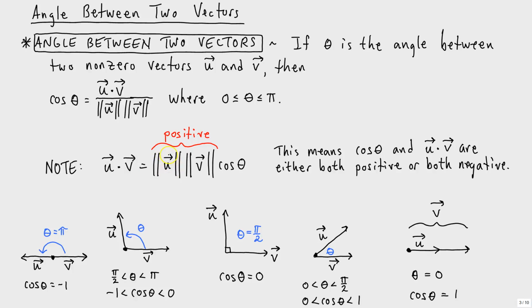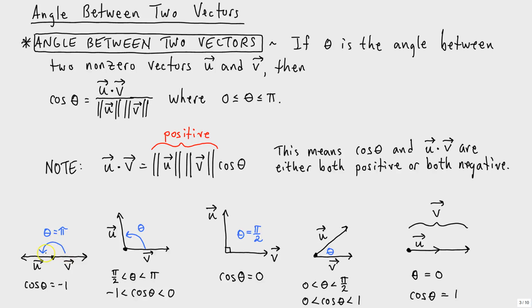We know that this magnitude would be positive, and this would be positive. So if we multiply them together, that quantity is positive. So if that's held positive, then the dot product and cosine of the angle are always going to be the same sign. So if cosine is negative, that's going to force the dot product negative. If the dot product is positive, that means cosine theta is positive. So they're either both positive or both negative. With that in mind, let's think about what happens to these as the angle goes from 0 to pi.